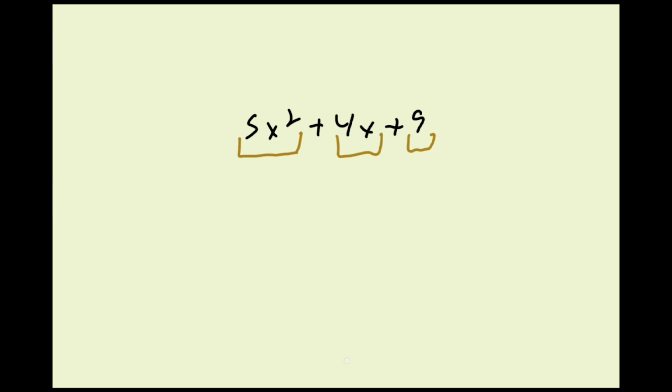And then in these terms, there are factors. So let's take 5x squared, for example. 5x squared has 3 factors. It has 3 factors because there's 5 times x times x, because it's squared.